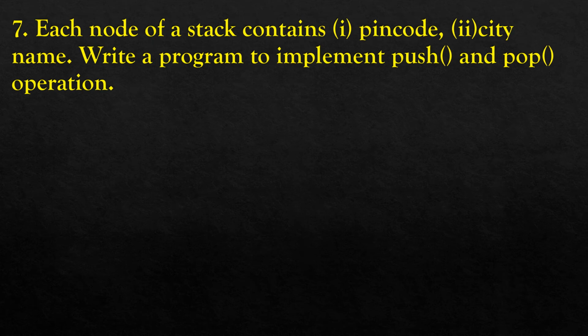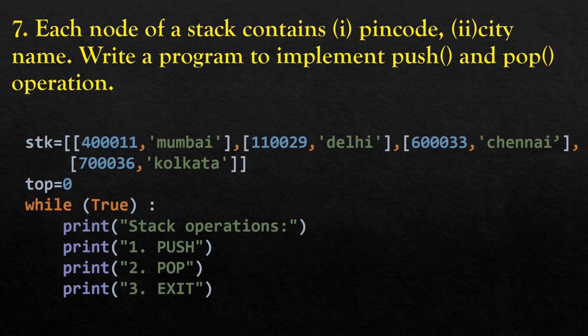Now in this program, we have to create a stack where each node contains two values, pin code and city name. And we have to implement push and pop operation on the stack. So I have initialized one stack with some pin code and city values, and top value is 0, and the different menu options are shown here: push, pop, and exit.